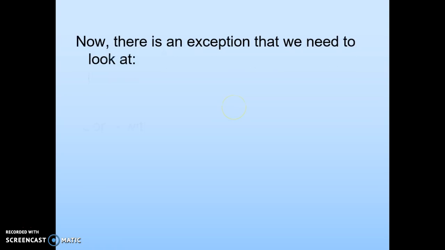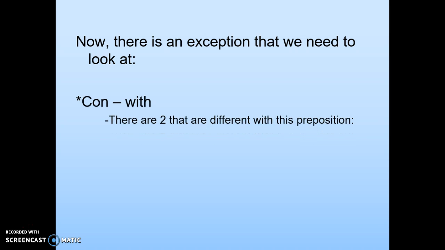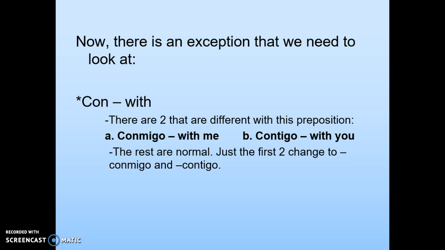Now, there is one exception that we need to look at. The preposition con, it means with, but there's two that are different with this preposition, okay? In order to say with me, instead of saying con mí, which con means with and mí means me, you have to say conmigo. It just rolls off the tongue better, conmigo. Same thing with you. Instead of saying con ti, you have to say contigo, with you. Think of the song. Contigo, contigo, contigo. The Chris Brown song, with you. Okay. The rest are normal. Just the first two change to conmigo and contigo.